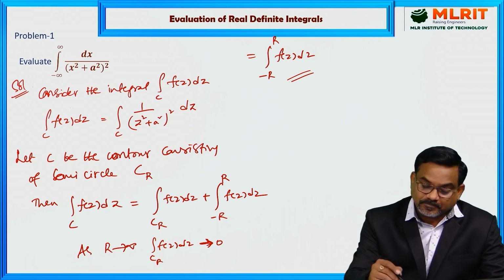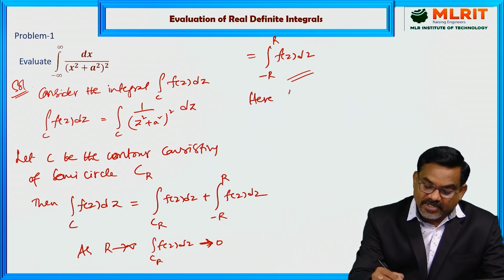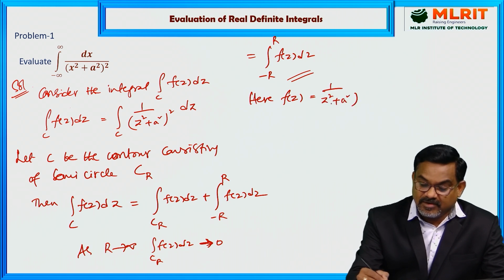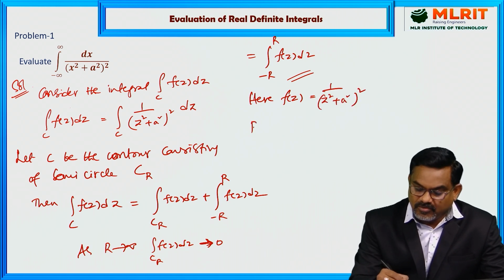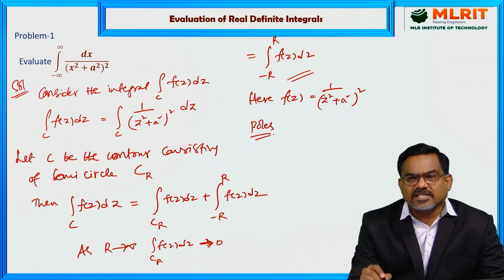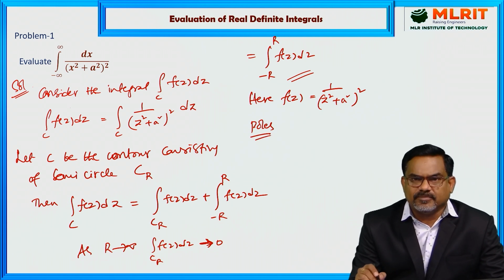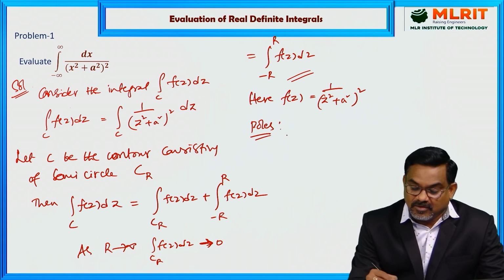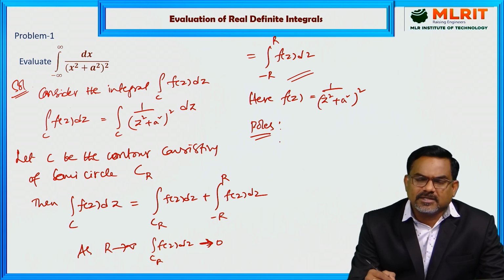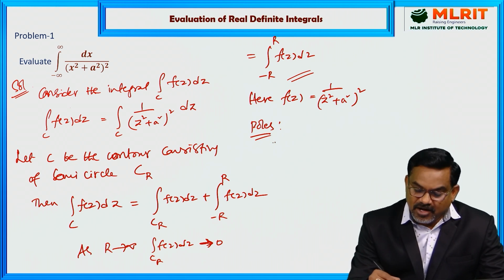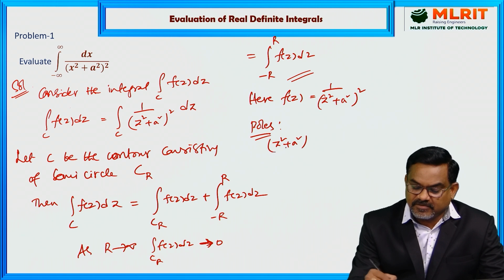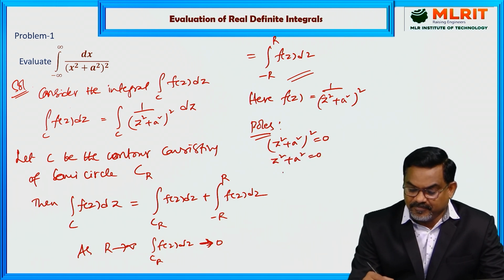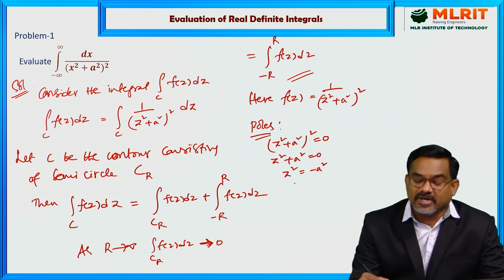So here, what is the function f of z? 1 by (z square plus a square) whole square. Now to use the residue theorem, first we need to find the poles. So what are the poles? How to obtain the poles? By equating the denominator to 0. (z square plus a square) whole square is 0. So z square plus a square is 0. z square is minus a square and z is plus or minus ai.